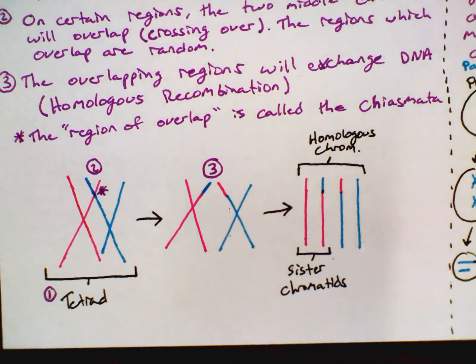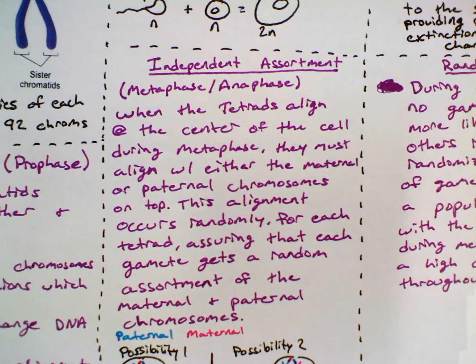This process that provides genetic diversity is called independent assortment.